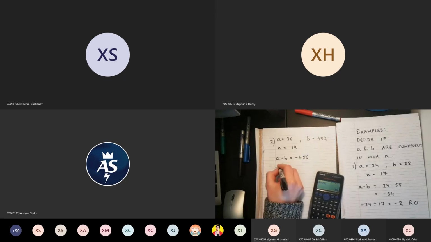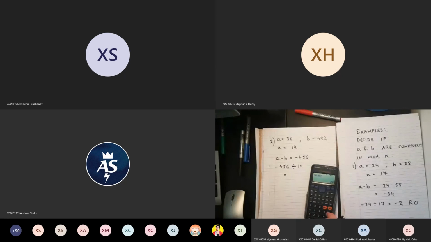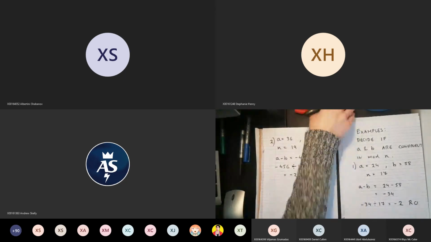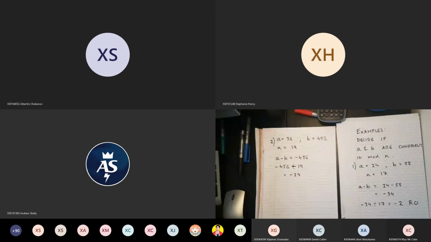Okay, I take minus 456. I'm going to divide that by 19. And what do I get? Divided by 19, I can see that it's exactly equal to minus 24. Okay, so by pure fluke, I've managed to pick two congruent numbers. I did not plan that. Okay, with no remainder. So actually congruent.